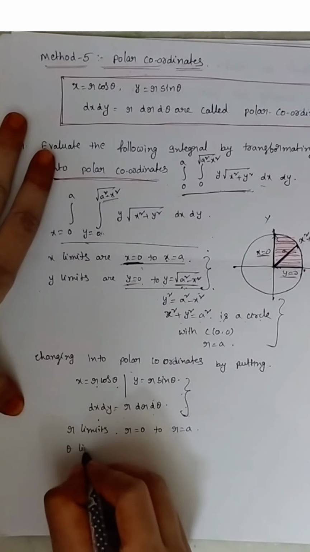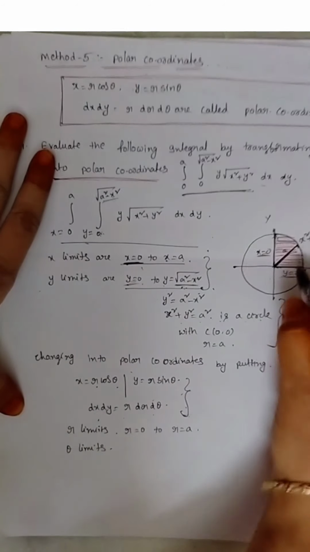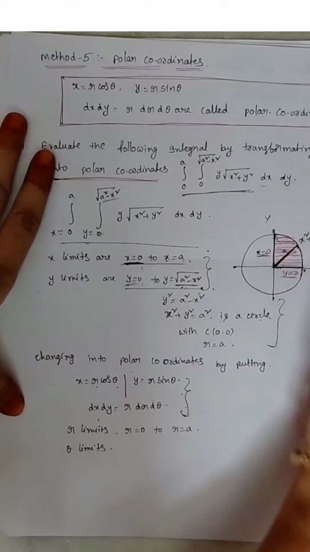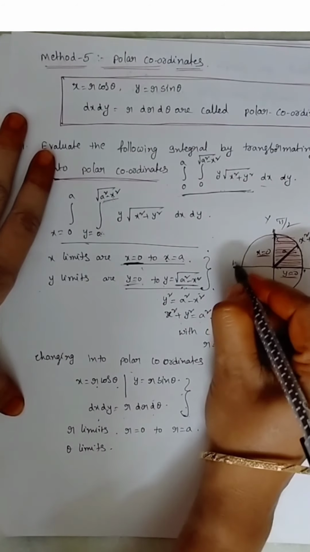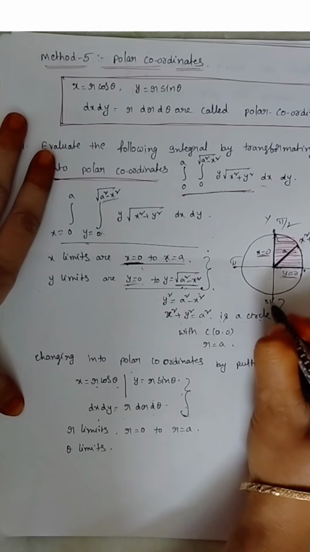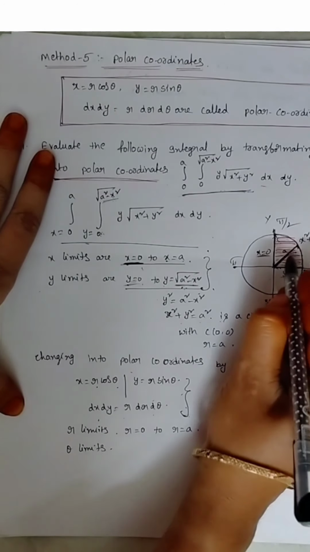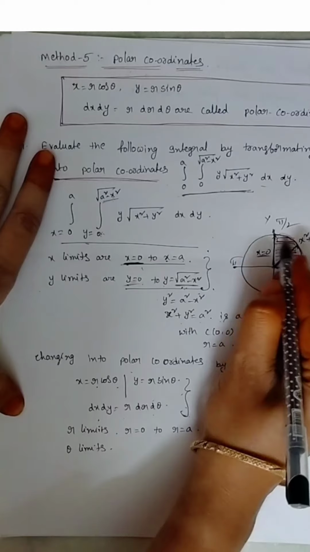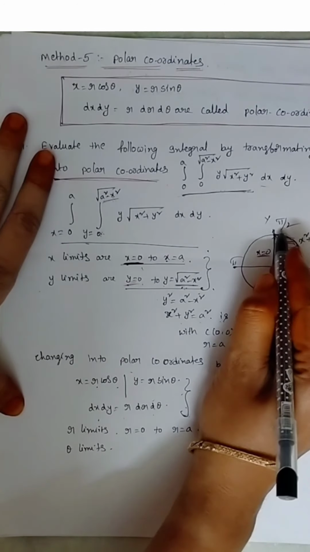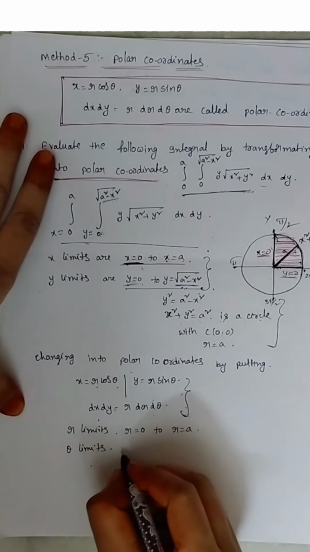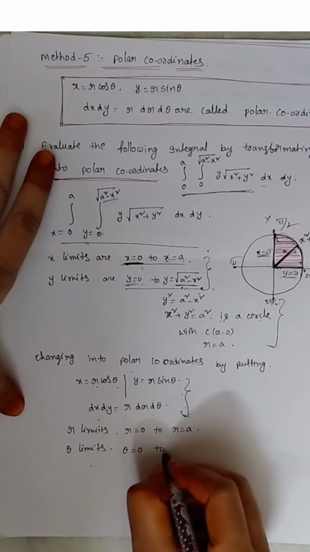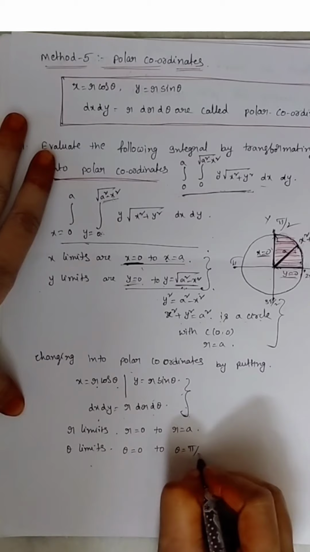And theta limits. Now you can see that this is the first quadrant. 0 to pi by 2. This is pi. This is 3 pi by 2. This is 2 pi. So the region is in the first quadrant. First quadrant angle is 0 to pi by 2. Theta means angle. So theta limits, theta equals 0 to theta equals pi by 2.